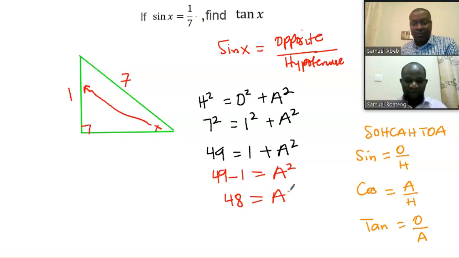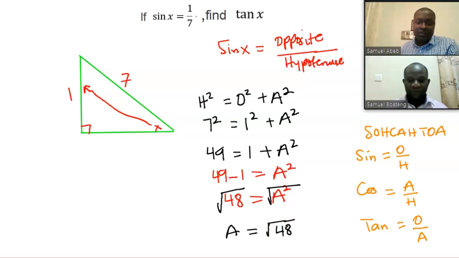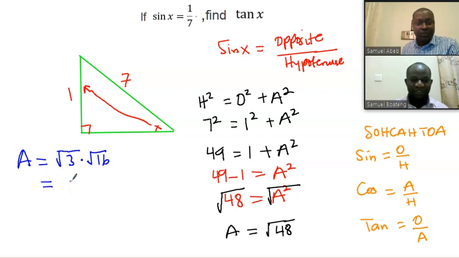We want to find A. We take the square root on both sides. So A is equal to the square root of 48. We can break this one down by writing it as root 3 times 16. Root 16 is a perfect square, so we have 4 root 3.